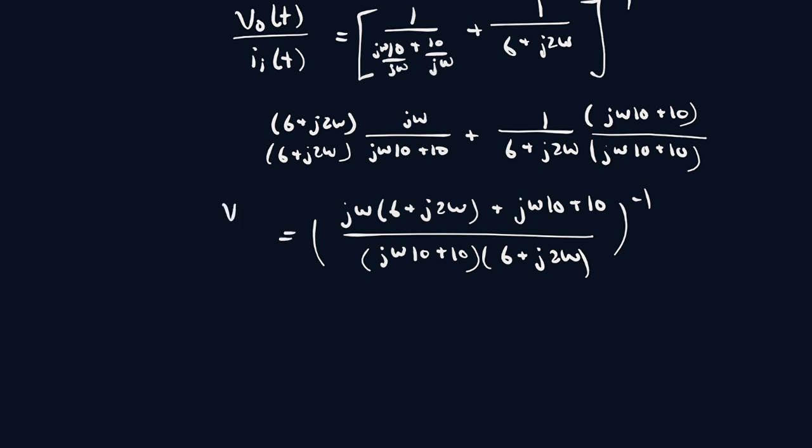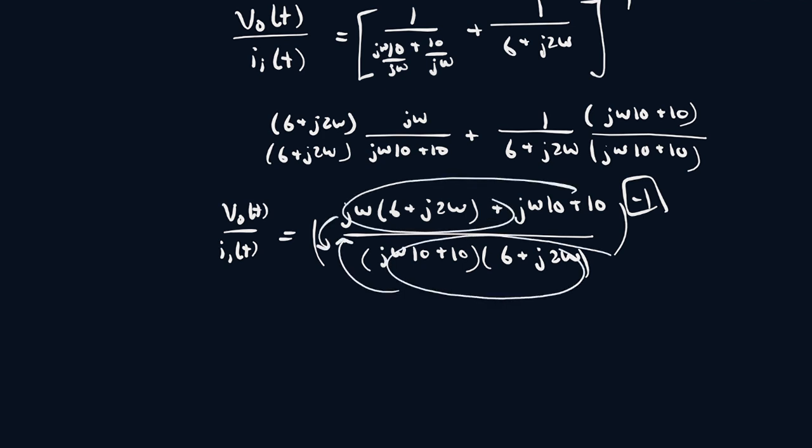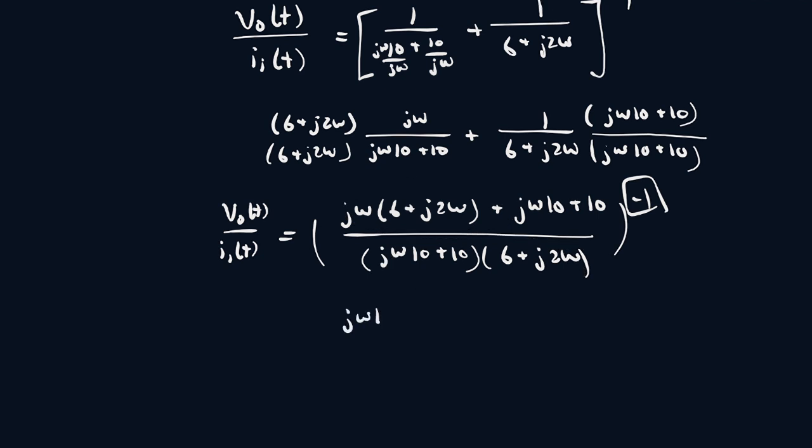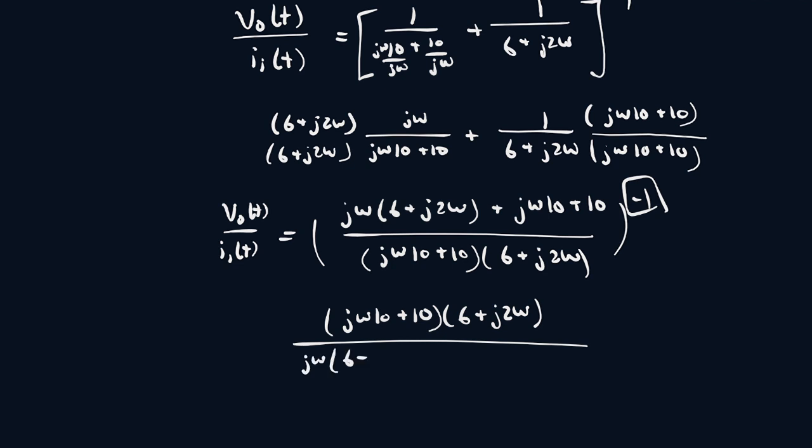So all of this is still equal to Vo over I of t. But since this is to the power of -1, we can swap this, put it up here, and take this and put it down there. So let me quickly do that. So it'll be jw10 plus 10 times 6 plus j2w, all over jw6 plus j2w plus jw10 plus 10.